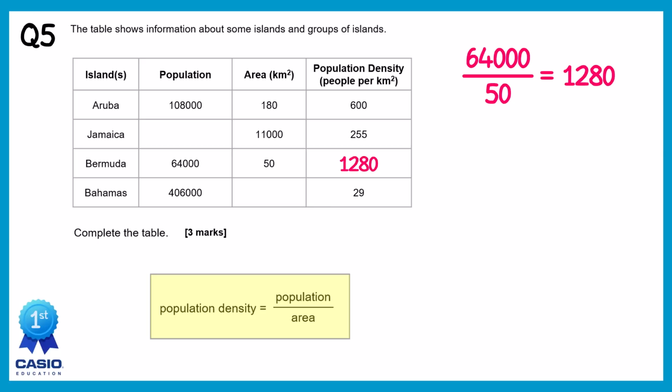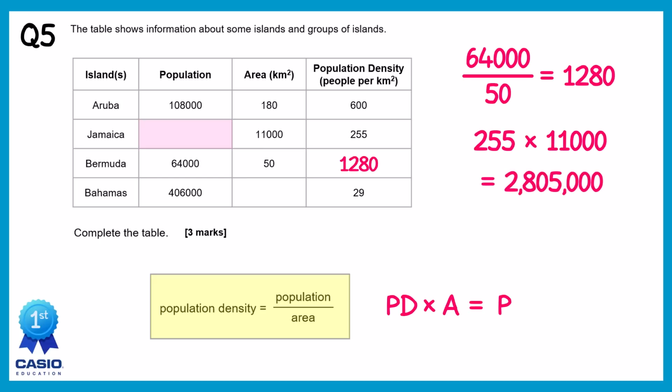Next, let's look at the population of Jamaica. For this, we'll need to rearrange the formula. If we multiply both sides by A, then we end up with population density multiplied by area equals population. So to find the population of Jamaica, we multiply its population density by the area. The population density is 255 and the area is 11,000. If you multiply those together, you get 2,805,000.